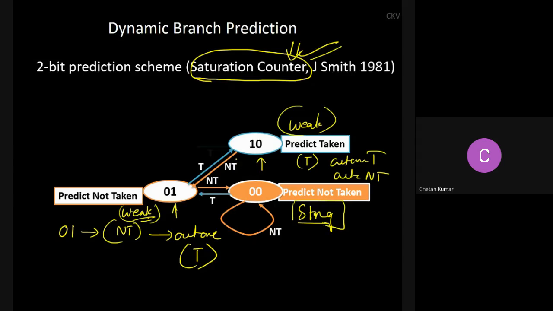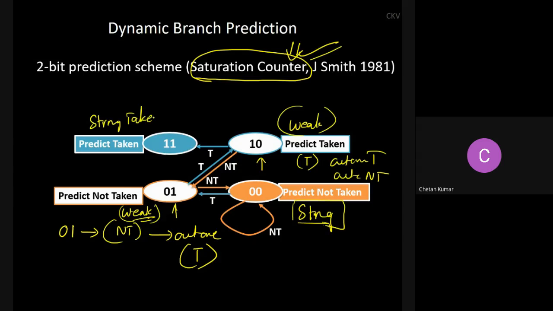And then if it is taken, then you go to 11 state and start predicting taken. So this will be the strong taken state. This will be the strong not taken state. These two are the weak states.